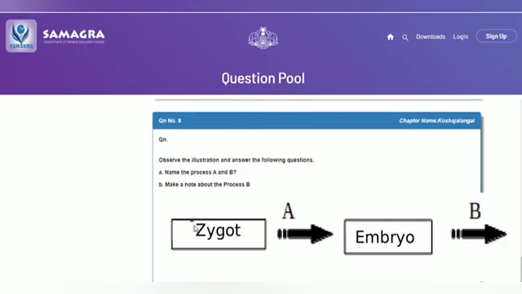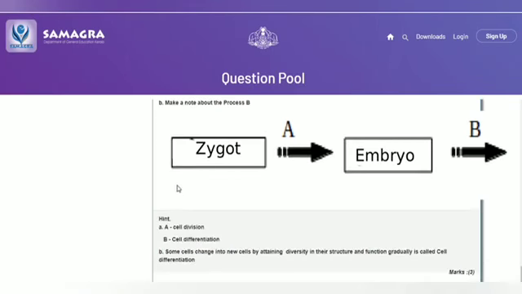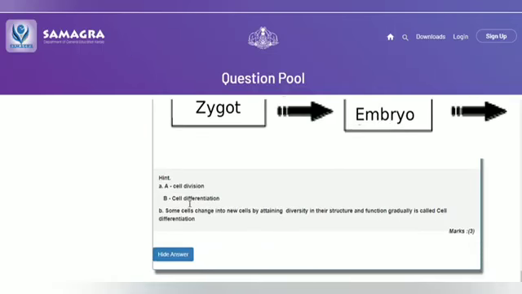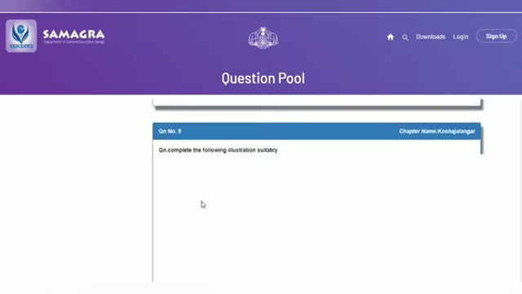Question number 8. Observe the illustration and answer the following question. Name the process in A and B and make a note about process B. In A, the zygote undergoes cell division to form the embryo. After that, cell differentiation takes place. That is, cells change into new cells by attaining diversity in structure and function gradually, and this is called cell differentiation.